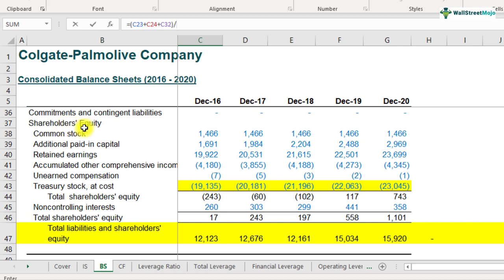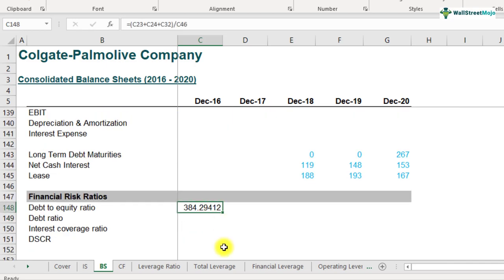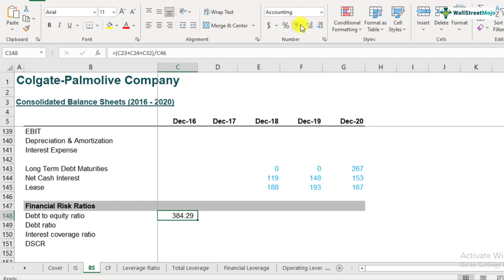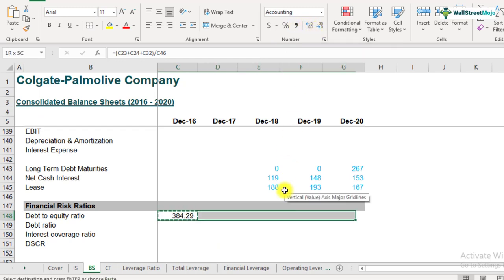Let's look at the shareholders equity section. We have the common stock, additional paid in capital, retained earnings. So basically what we want is we should add all this up, and the final number, that is the total shareholders equity, needs to be taken. So here it is 17. Okay, so that needs to be taken here. Let's see what the ratio is. That comes out to be 284.29. So that's very high because the shareholders equity of Colgate is pretty low.